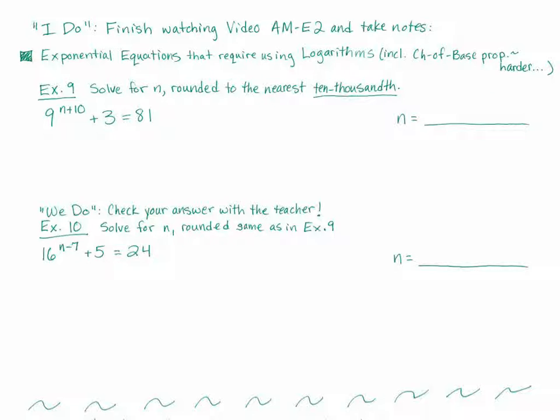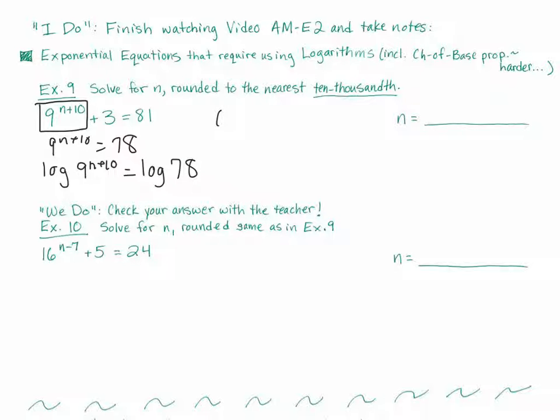So the first step we want to do is to get, again, the exponential part all isolated. So I think an easy step there is just to subtract our 3. So we're going to get 9 to the n plus 10 equals just 78. And then if we take the log, and I'm just doing a common log of both sides there, log of 9 to the n plus 10 equals log of 78.